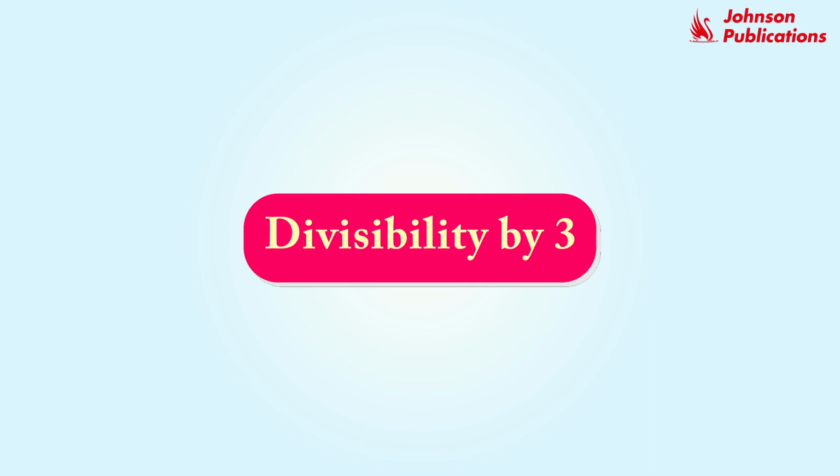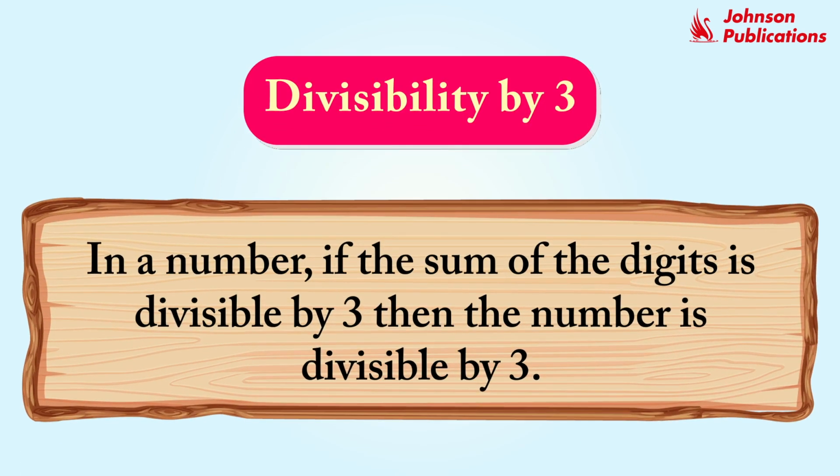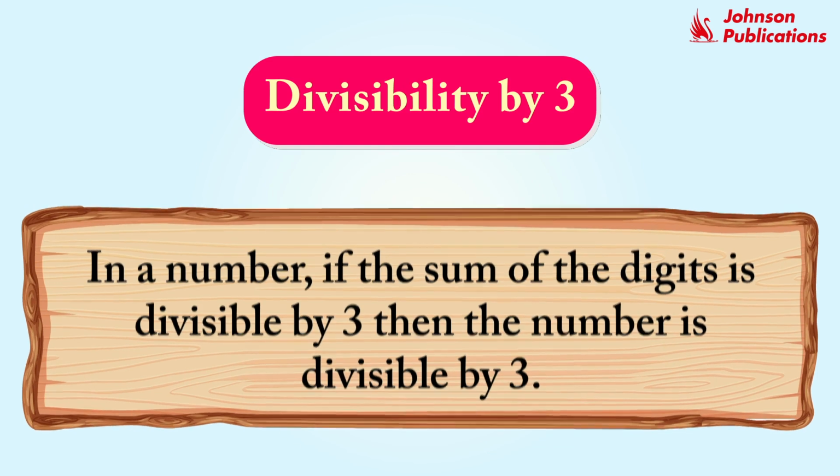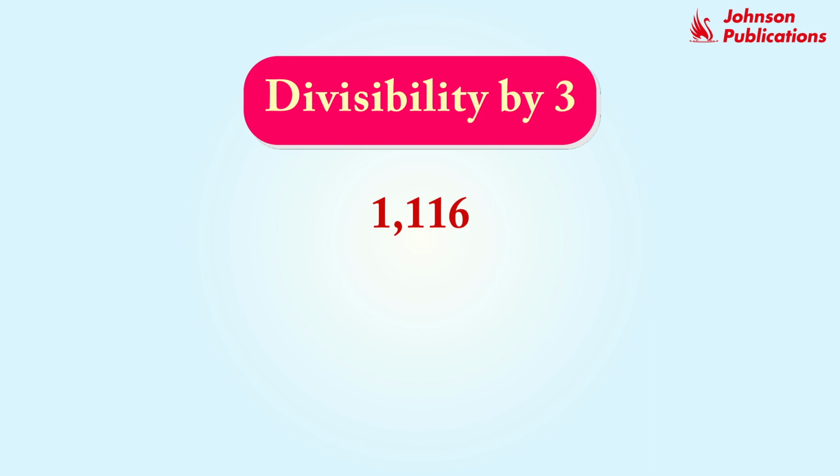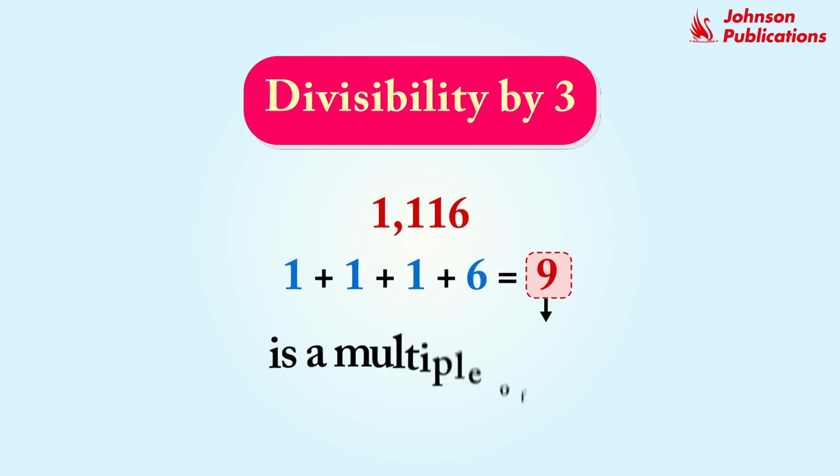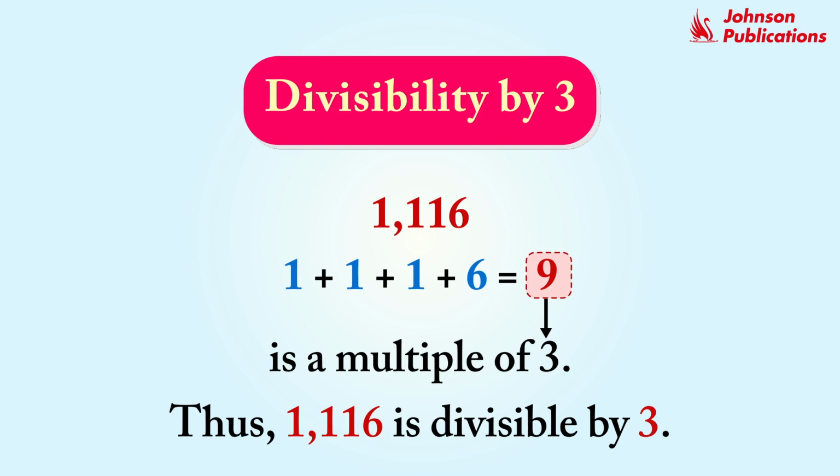Divisibility by 3. In a number, if the sum of the digits is divisible by 3, then the number is divisible by 3. For example, look at this number. The sum of the digits of this number is 9, which is a multiple of 3. Thus, this number is divisible by 3.